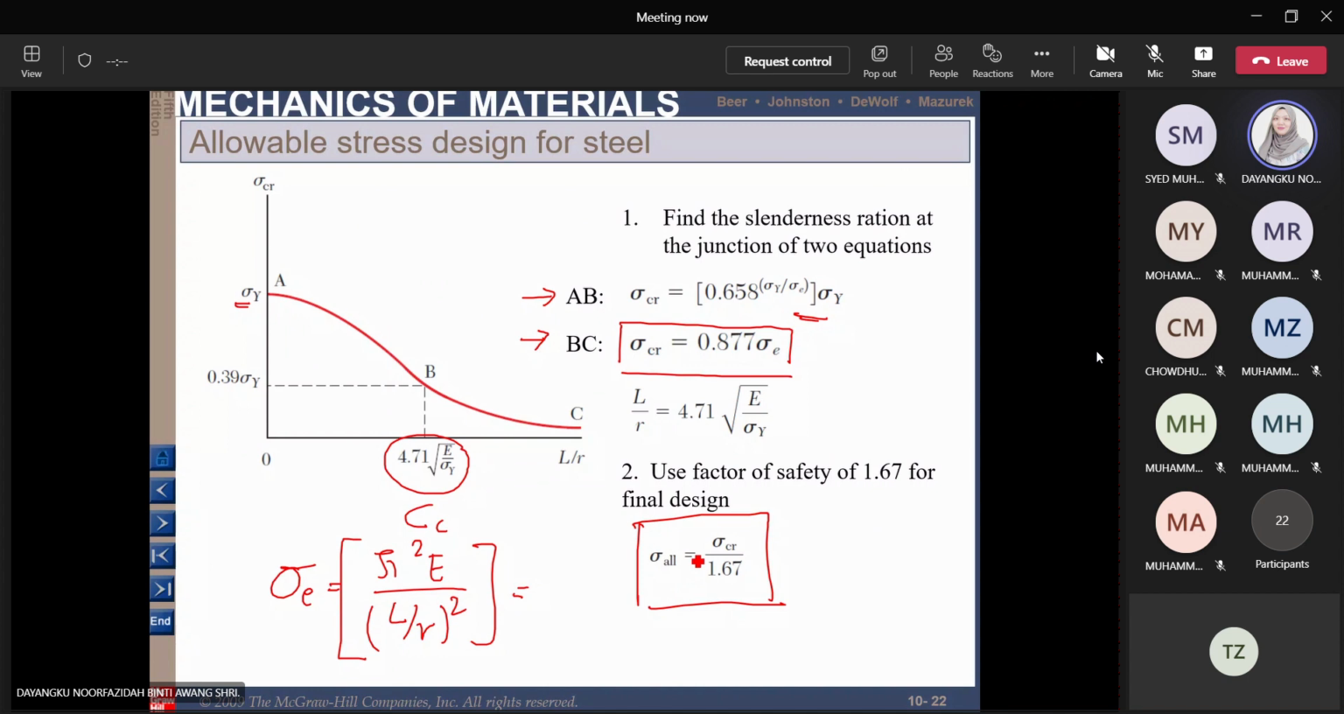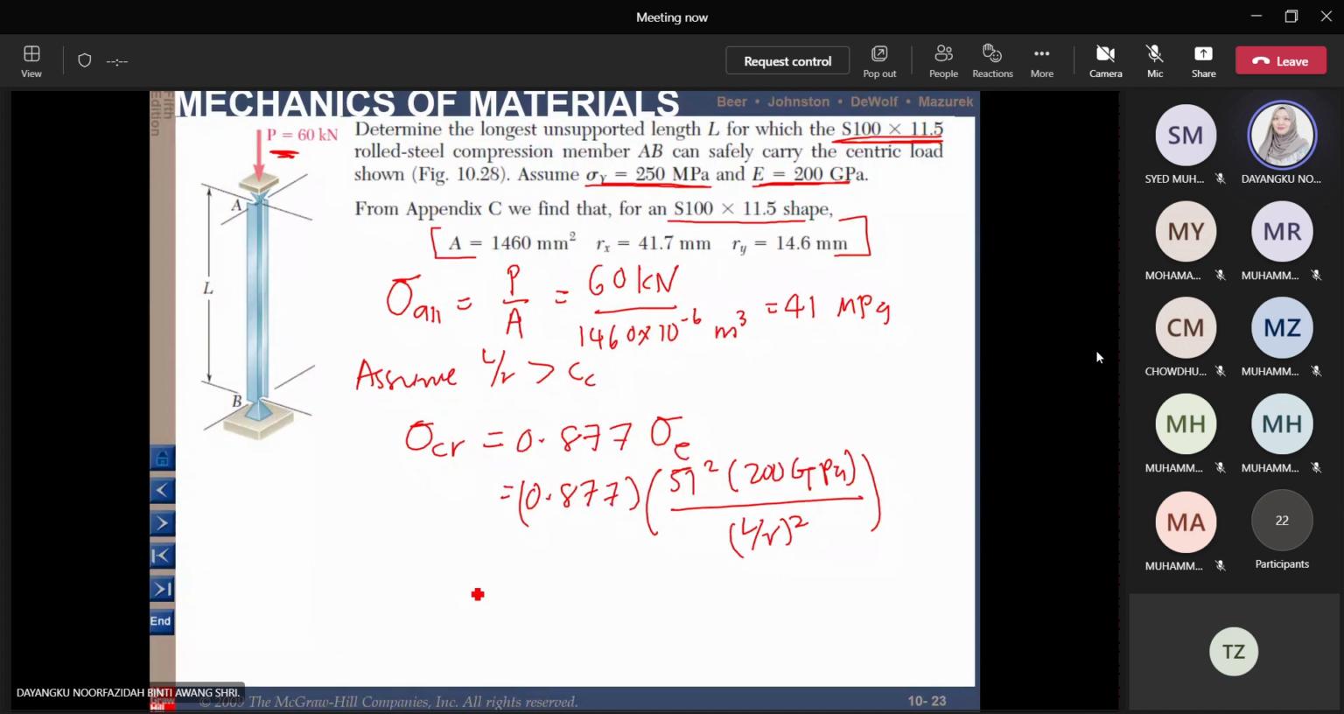So allowable stress is equal to critical stress divided by 1.67, for this part here. We know that allowable stress, which we already got, is 41 MPa, equal to the value of this term here: 0.877 times pi square times 200 gigapascal. So what will be this value?